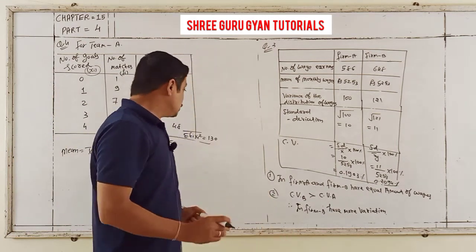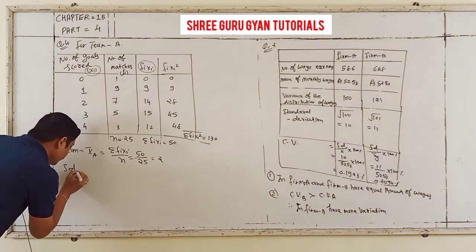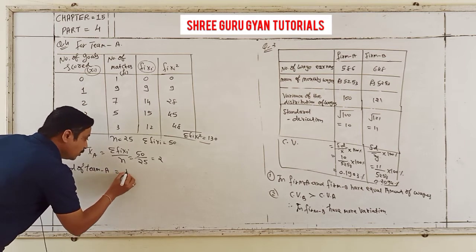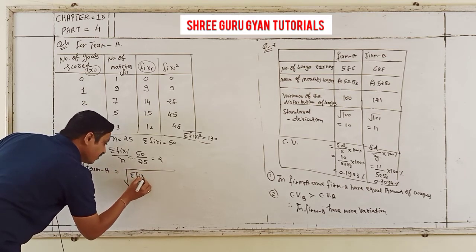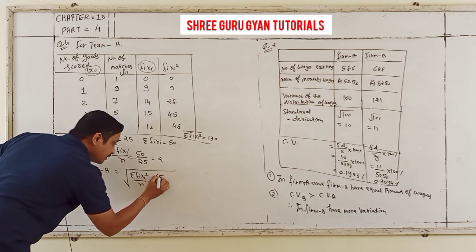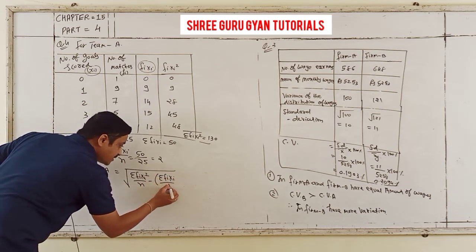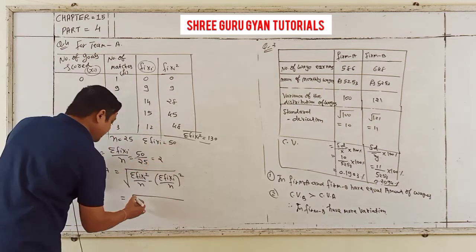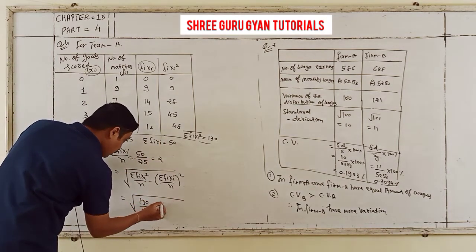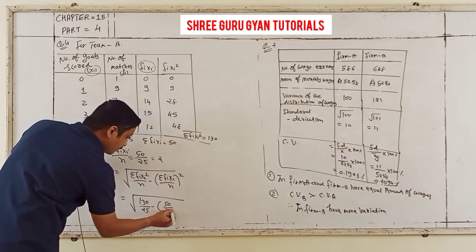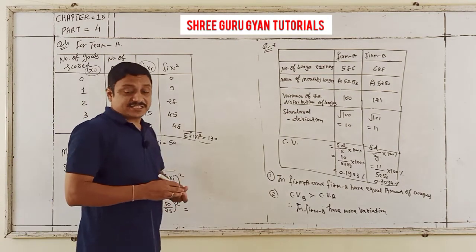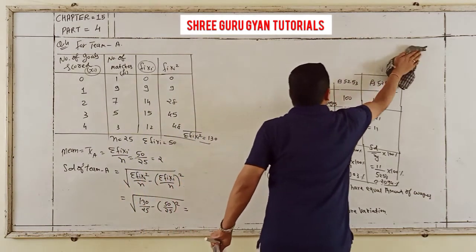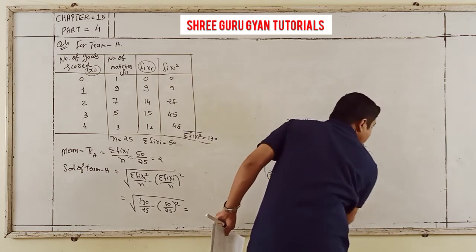Now decide the SD of team A, which is under root of sigma Fi Xi square by N minus (sigma Fi Xi by N) whole square. My value is sigma Fi Xi square 130 by 25, minus 50 by 25 whole square. Then decide the final answer for SD, and after that decide our CV also.